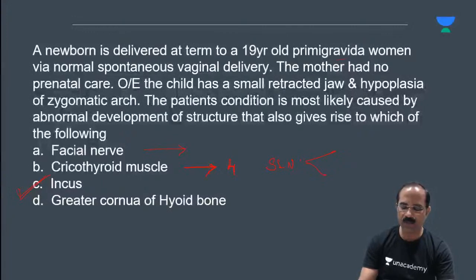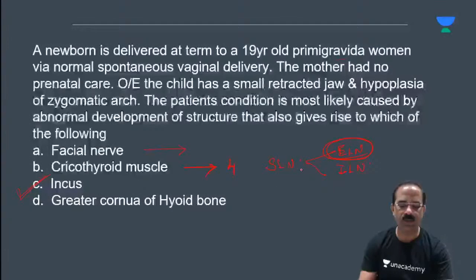And the superior laryngeal nerve divides into an external laryngeal nerve and an internal laryngeal nerve. The external laryngeal nerve is going to supply the cricothyroid, right? So the answer is fourth. External laryngeal nerve supplies the cricothyroid. So cricothyroid would be derived from fourth pharyngeal arch.